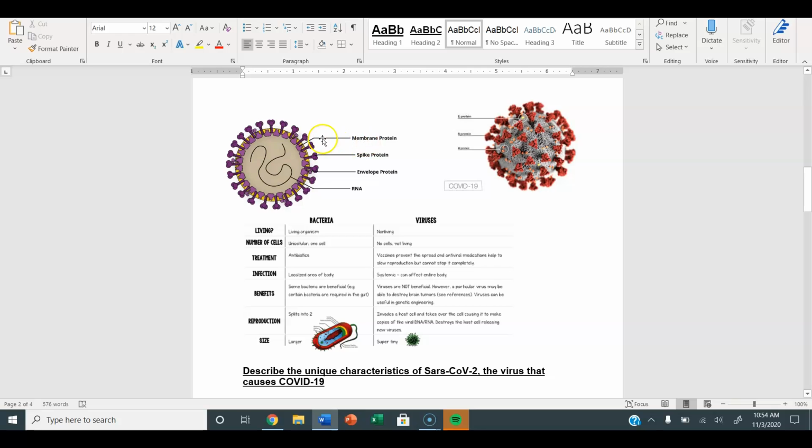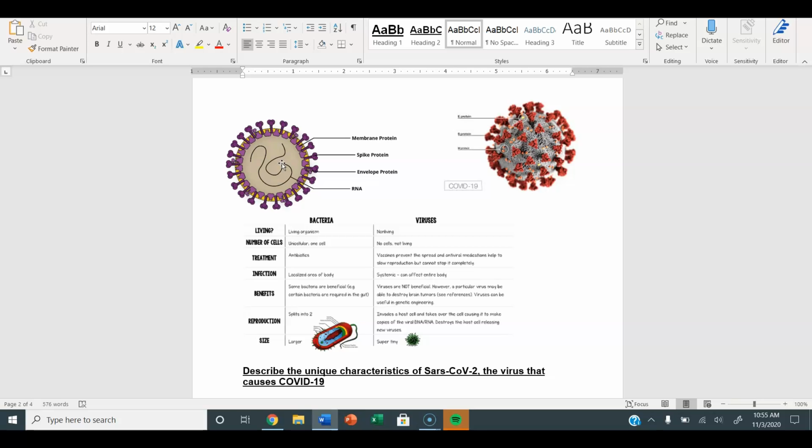In that envelope, there are lots of spikes. The coronavirus is actually named after the spikes, and the spikes create what scientists think looks kind of like a crown. That's why they were called coronaviruses. It looks like this image doesn't have the capsid drawn in, but they do have the RNA. Coronaviruses are RNA viruses.